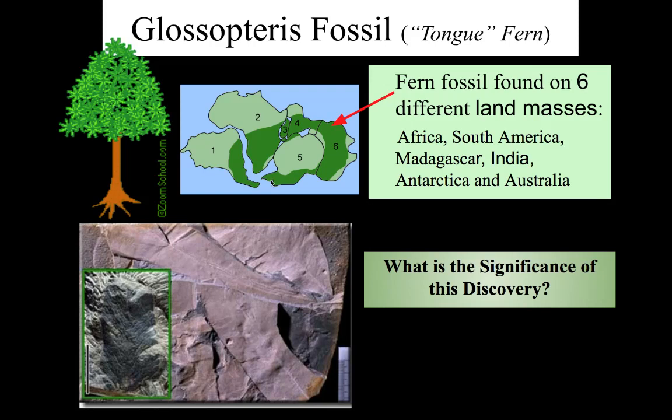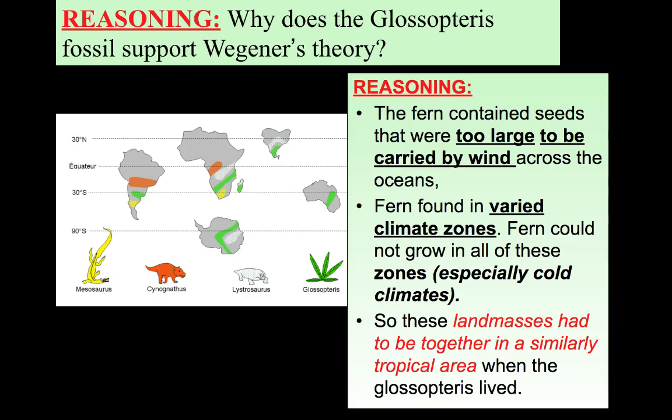Now, what's so significant about finding Glossopteris fern fossils in these 6 land masses? Well, here's the big reason why Glossopteris supports the idea that these land masses were connected. If we look at where these land masses are located today, take a look at the map in front of you, you'll see that each of the land masses is located in a different climate zone. And what's really a red flag is the fact that Glossopteris fern fossils are found embedded in rock in Antarctica.